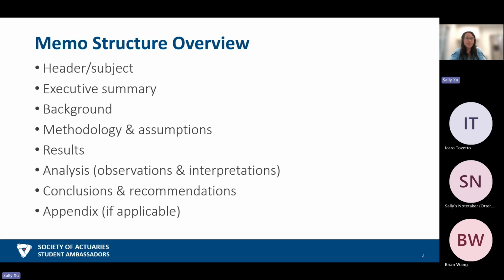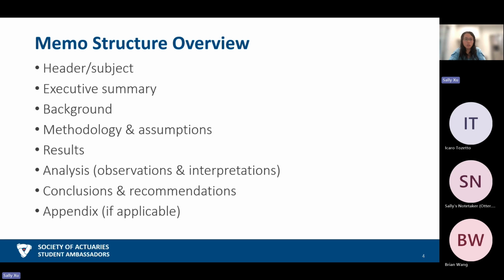Analysis. I really think this is like the meat of the memo. This is the most important section in which you explain to your audience what your results actually mean. For example, what trends or insights have you seen emerge from your project? What are some findings? Are they expected or are they unexpected? And if unexpected, what are some potential causes?